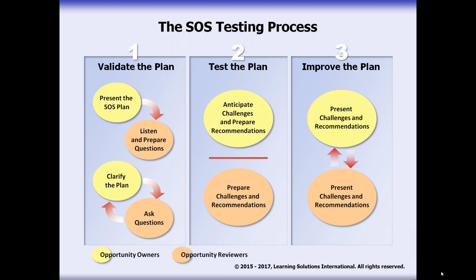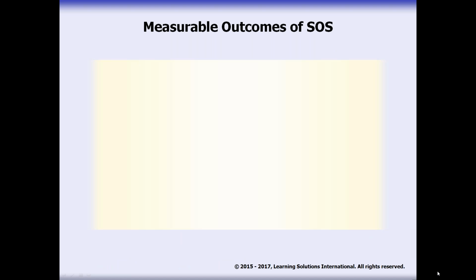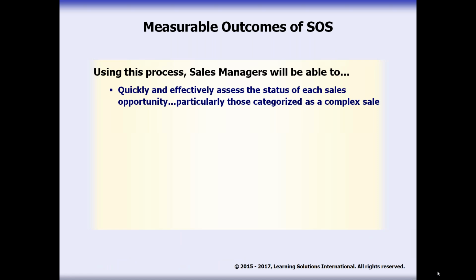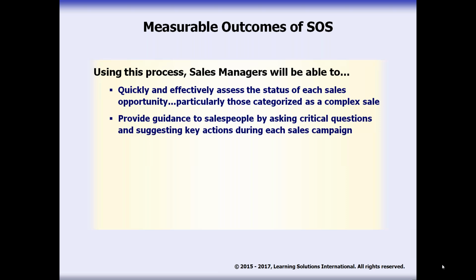So the result is at the end of this process, and this takes in total 45 minutes perhaps, because we're talking again about a 3-page opportunity plan. So the bottom line is the measurable outcomes of the SOS process. Sales managers are able to quickly and effectively assess the status of each sales opportunity, particularly those that are categorized as a complex sale, for example. They're going to provide guidance to the salespeople by asking some critical questions during the sales campaign, and also asking the salesperson, why are you still pursuing this opportunity? Do we have a chance of winning?